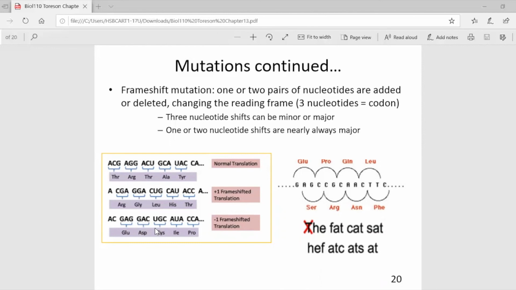non-functional polypeptide. My analogy for this is if you were given the sentence, "the fat cat sat," but you deleted 1 letter, if you still are trying to read the sentence by grouping these letters in 3s to represent the codons, by deleting that 1 letter, you have changed the sentence, and it is now no longer readable.